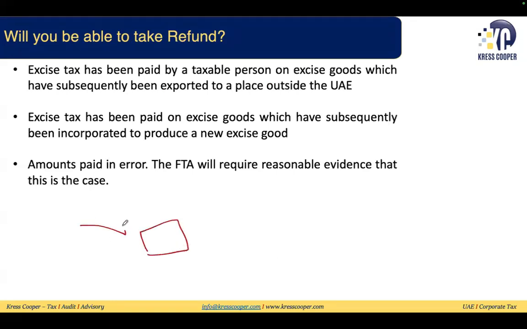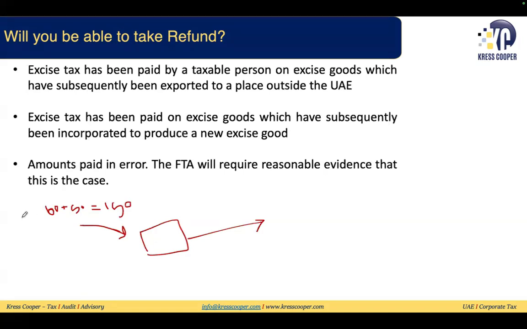This party is buying excisable product and selling excisable product. Now this party is not a manufacturer, not an importer, not a stockpiler, not a warehouse keeper. Assuming the initial price was 100, with excise duty of 50 built into the price, the total price is 150. So this person is buying at 150.